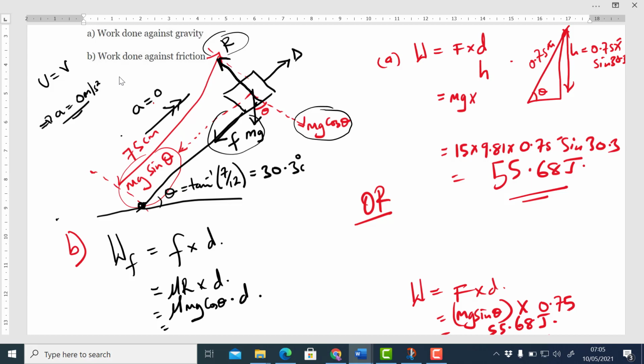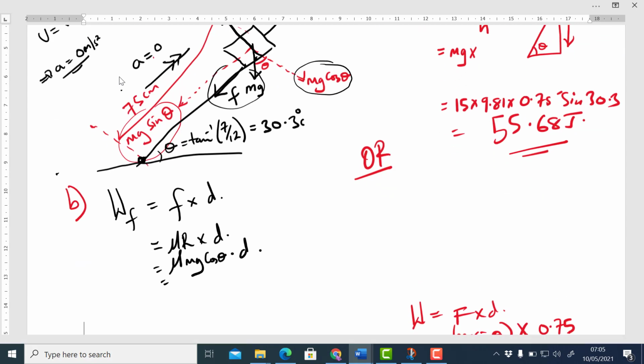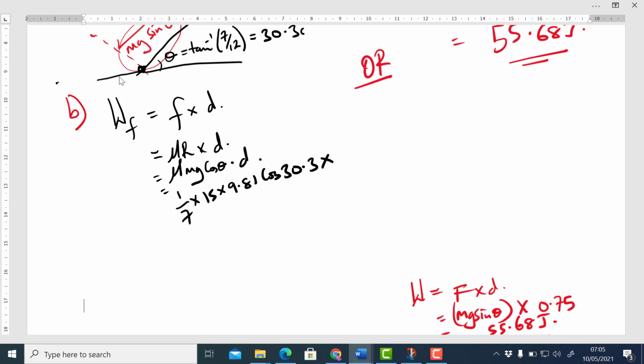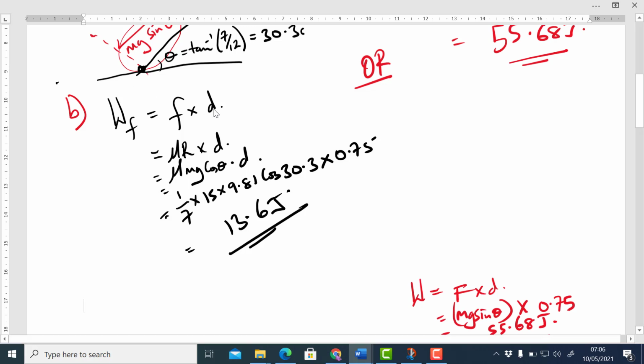When we substitute, we end up with 1 over 7 times 15 times 9.81 cos 30.3 times the distance, which is 0.75, and the answer we end up with is 13.6 joules. So that is the work done against friction, and this work is wasted. In other words, it will lead our effective work done to be not equal to 100%. But the question ends here. Enjoy.